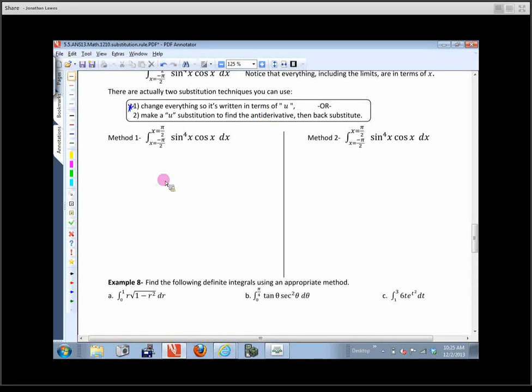Okay, so let me show you that first technique. So here's what we do. We're going to say u equals the sine of x. That makes du equal to the cosine of x dx. So I've got my replacement right there.